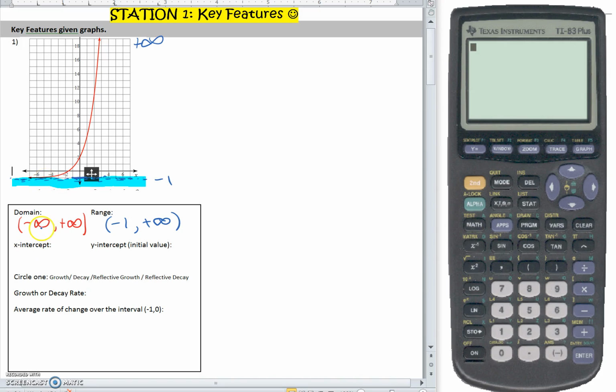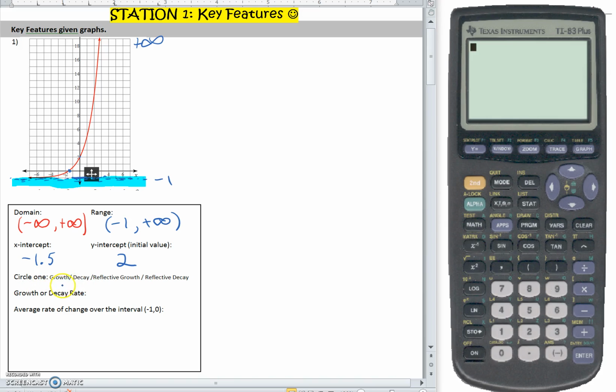For the x-intercept, it looks like approximately it's like -1.5. So you write -1.5. Sometimes your graph is not going to have an x-intercept. Depends on where your asymptote lies. If it's above the x-axis and you have a typical growth or decay, you will not have an x-intercept. For the y-intercept, you can identify that one. It's at 2.